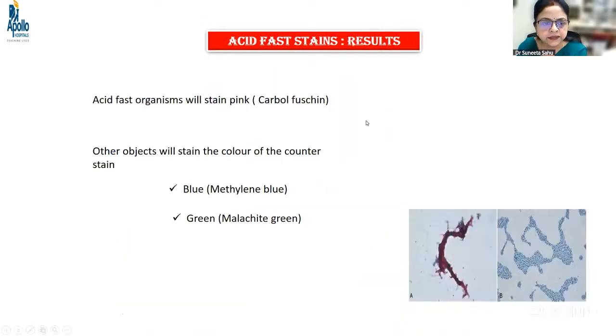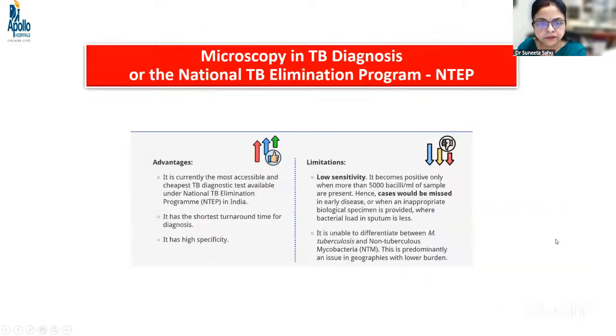Now, acid fast bacilli retain the primary carbol fuchsin. Because of the carbol fuchsin, they stain pink. The other objects will take the color of the counterstain, and the counterstain used here is methylene blue or malachite green. So, this is how the acid fast bacilli look, and this is a negative.